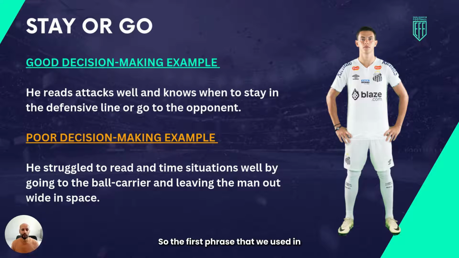So the first phrase that we used in the examples was to stay or to go. So we're going to look at a good decision, and then we're going to look at a poor decision and how you can use this phrase. So you could say he reads attacks well and knows when to stay in the defensive line or when to go to the opponent. So when they're able to do that well and they can make that decision with impulsiveness, that's a good sign. So you could say he reads attacks well and knows when to stay in the defensive line or go to the opponent.